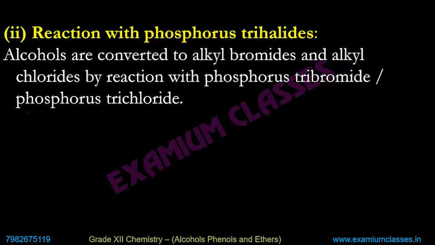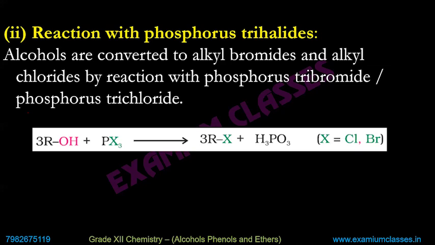Next, reaction with phosphorus trihalides. And this is again one of the preparation methods of haloalkanes from alcohols. It was there in the preparation methods of haloalkanes. Alcohols, when they react with trihalides of phosphorus, we will get haloalkanes. It is specifically for chlorine and bromine only. So trichloride and tribromide only.